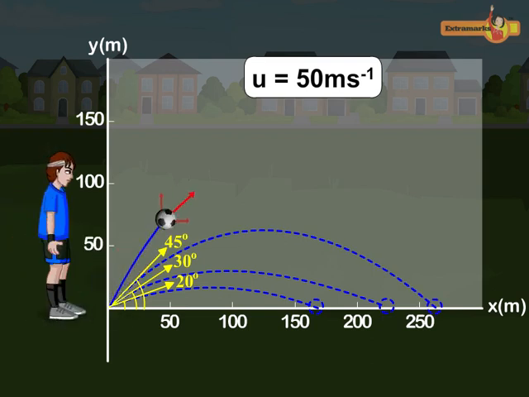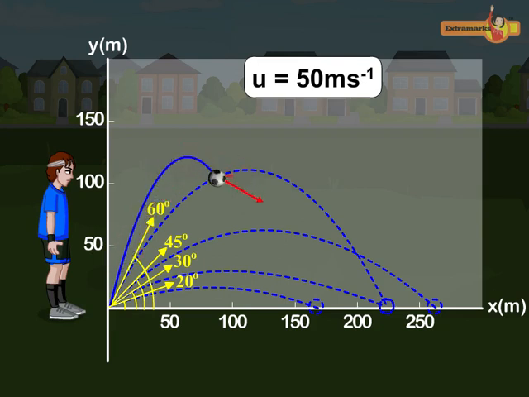As the boy kicks the ball at different angles, the acceleration acts vertically downwards, but the ball follows the parabolic path. In each case, as he kicks the ball, the initial velocity is resolved into two components as shown with the arrows. The horizontal component of velocity is constant throughout the motion, but the vertical component of velocity decreases continuously with the height due to the downward force of gravity.